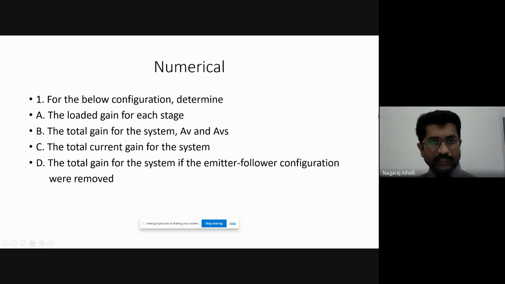For the below configuration, determine first one, loaded gain for each stage. Second, total gain for the system, AV and AVS. Third, total current gain for the system. Fourth, total gain for the system if the emitter follower configuration were removed. Note down this.